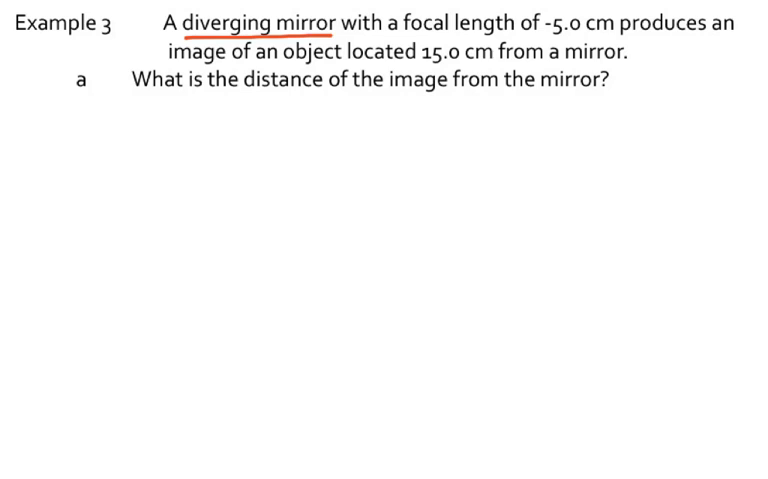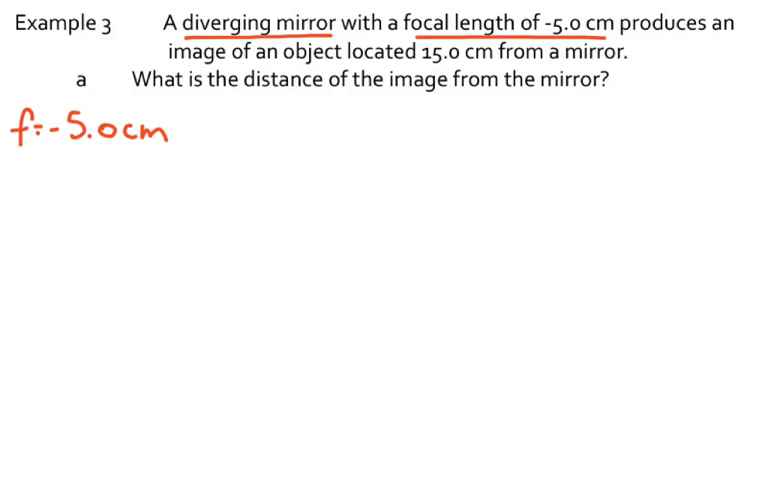Because in a diverging mirror, the concave side is away from us, so the focal length is actually on the opposite side of the mirror. And I've identified that here by saying the focal length is negative 5 centimeters. And that mirror produces an image of an object located 15 centimeters from a mirror.